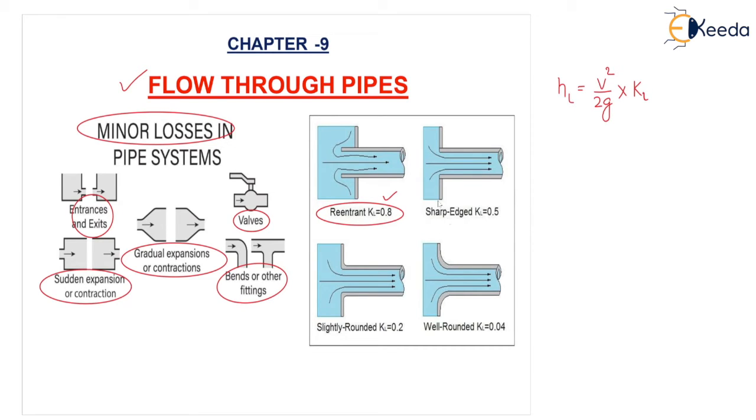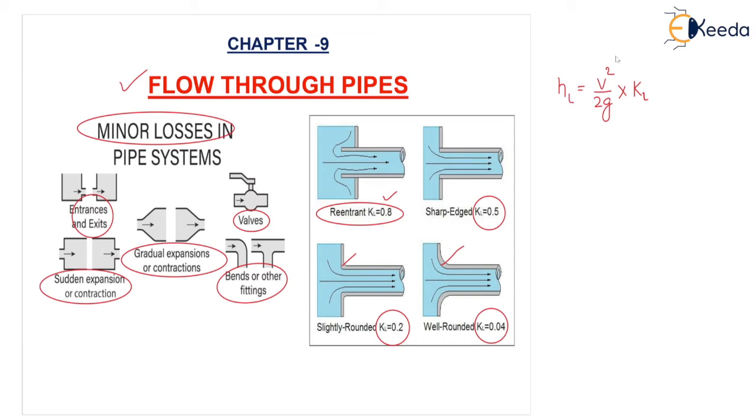But if there is a sharp edge, a 90-degree turn, then it reduces to 0.5. KL reducing to 0.5. If you are making a slight curve at the corner, still slightly rounded, then the loss coefficient becomes 0.2, 20% only. And if you are making a high radius of curvature at the bend, then the loss is very, very less. The value of KL is 0.04. So depending upon the design and the curvature, the loss coefficient changes.